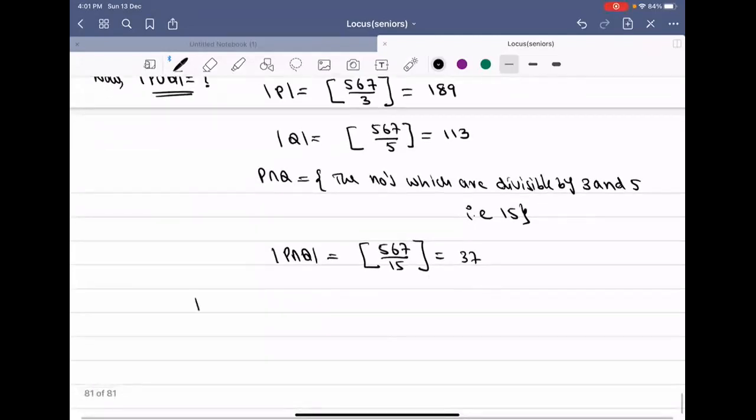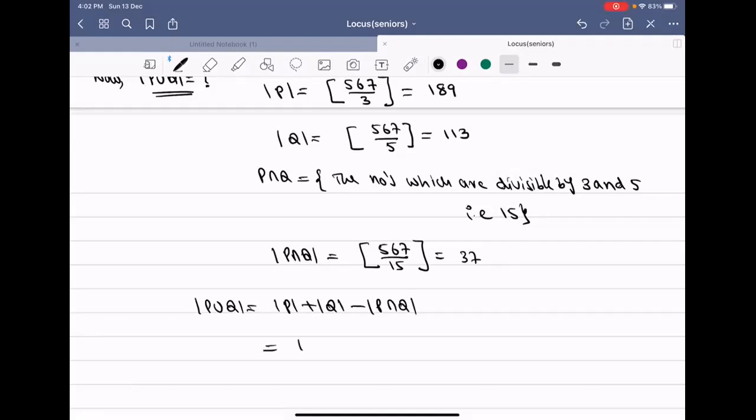But our question is the number of elements in P union Q, which is P plus Q minus P intersection Q. Our answer would be 189 plus 113 minus 37. Whatever we get, that is the answer. Okay? Okay, sir. What did you get? We will get 265.